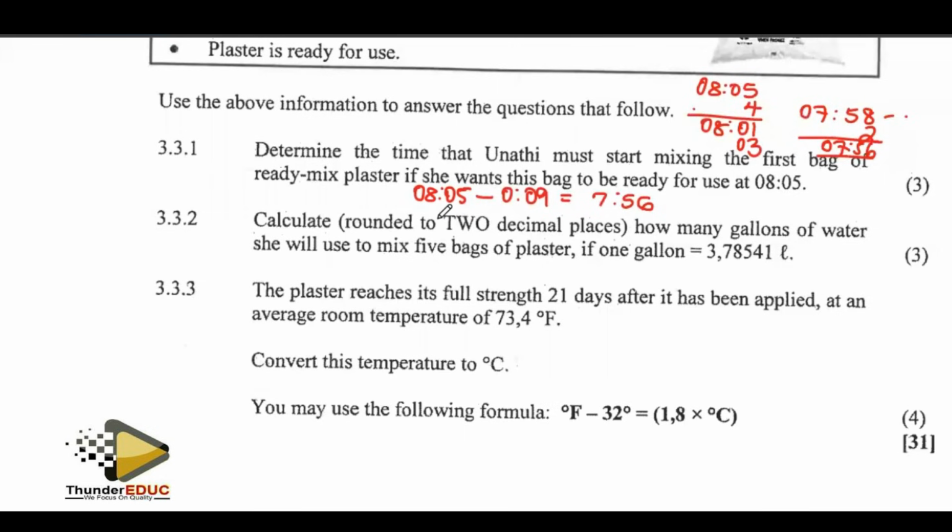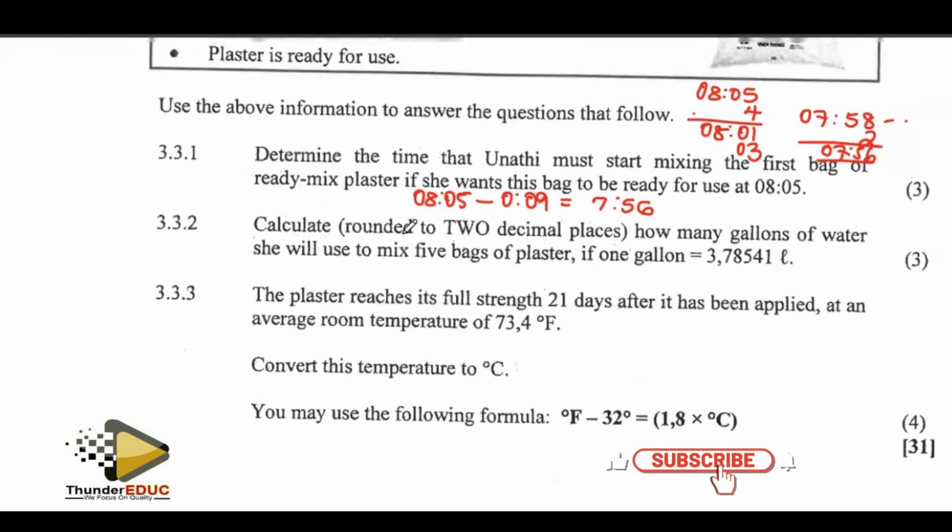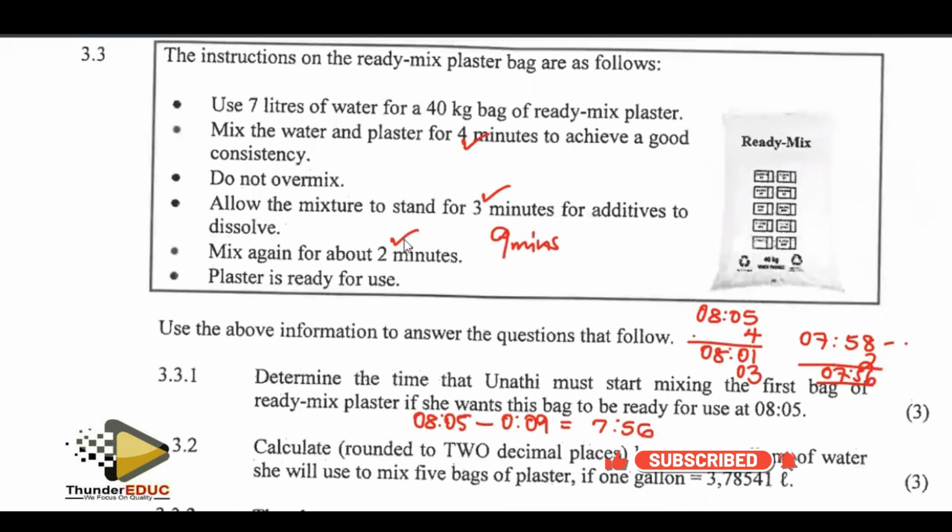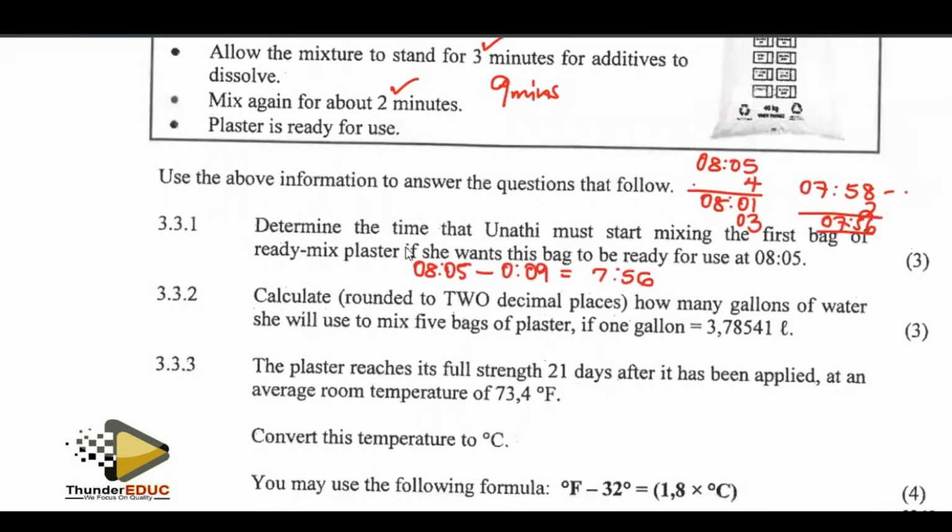Calculate, rounded to 2 decimal places, how many gallons of water she will use to mix 5 bags of plaster if 1 gallon equals this much. Let's go back to the analysis. It says we need 7 liters of water for a 40 kg bag. That means 1 bag needs 7 liters. If 1 bag needs 7 liters, what about 5? It will be 5 times 7, which equals 35.